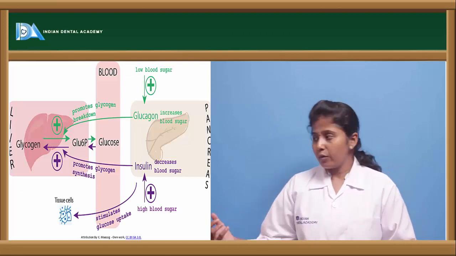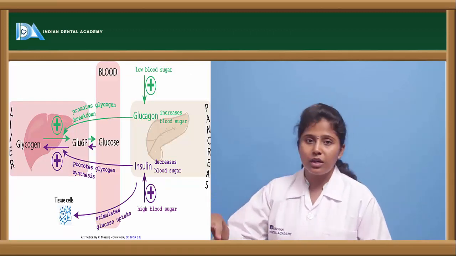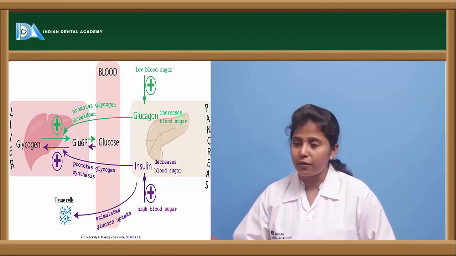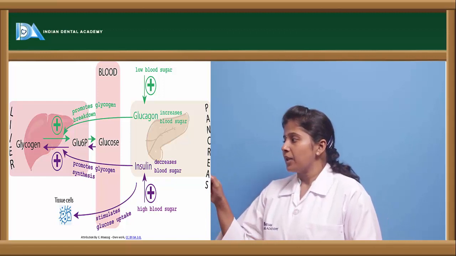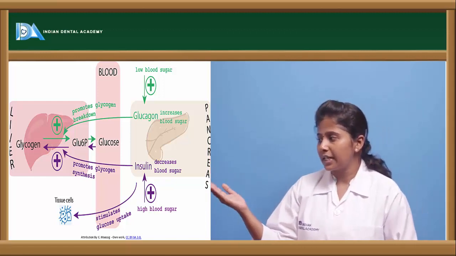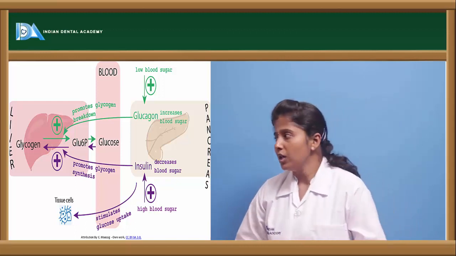So here is a pictorial representation where the glucose is entering into the liver through the glucose transporters and is stored in the form of glycogen. And here is the pancreas, from where the insulin is secreted, and thereby it stimulates the glucose uptake into the tissues.